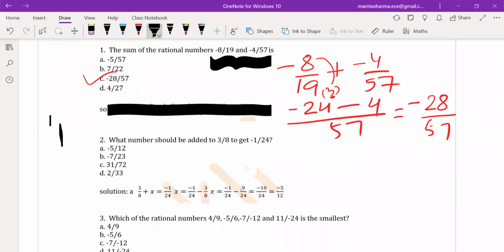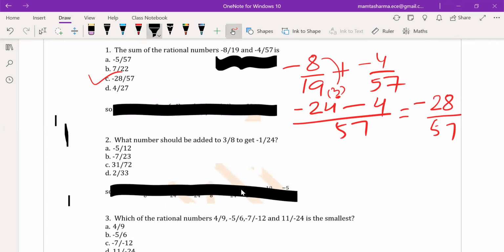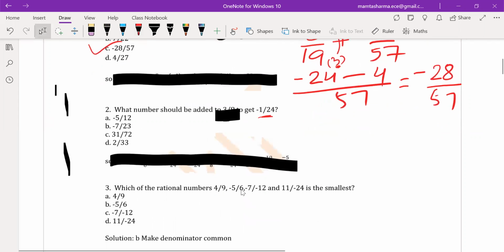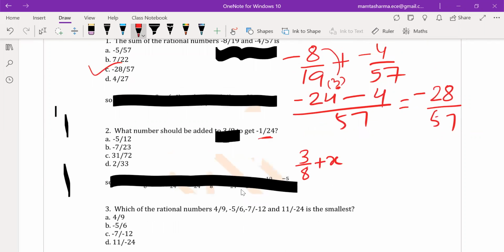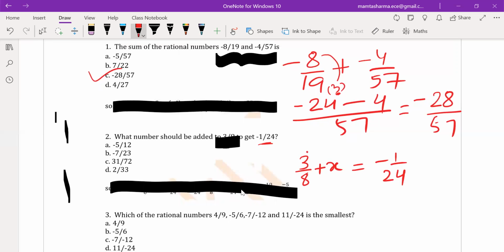Next question. What should be added to 3 by 8 to get minus 1 by 24? Ma'am, let the number be x first of all. What should be added to 3 by 8 to get minus 1 by 24? You should transpose this term.